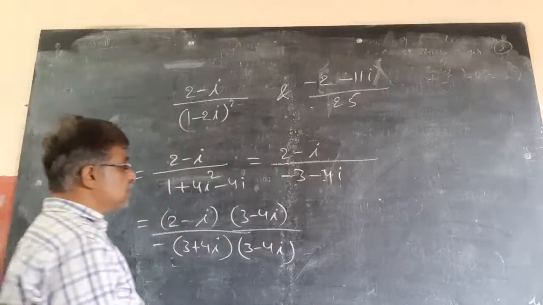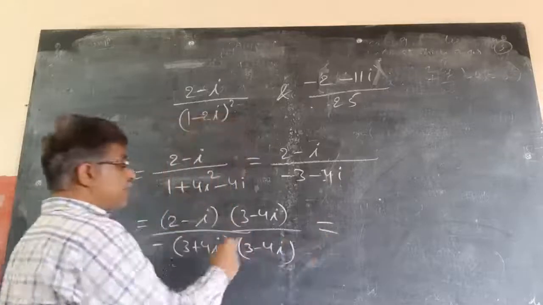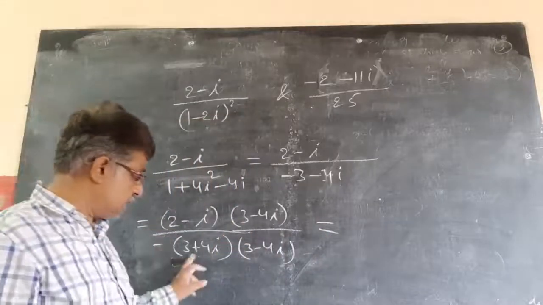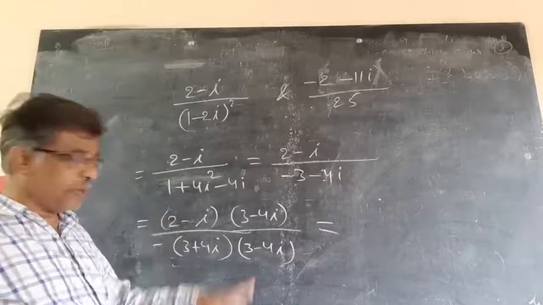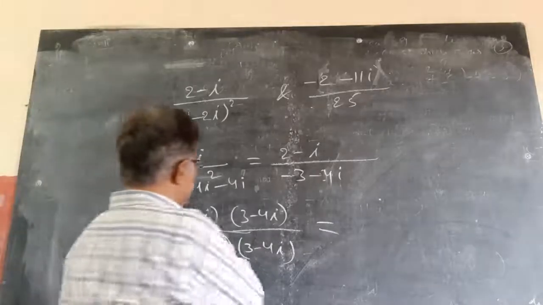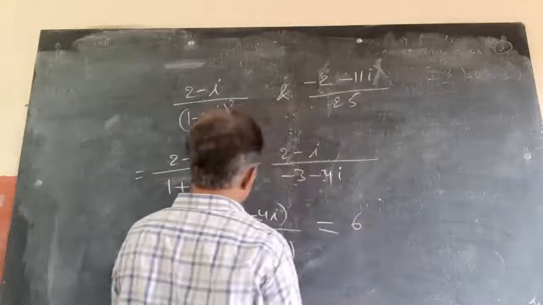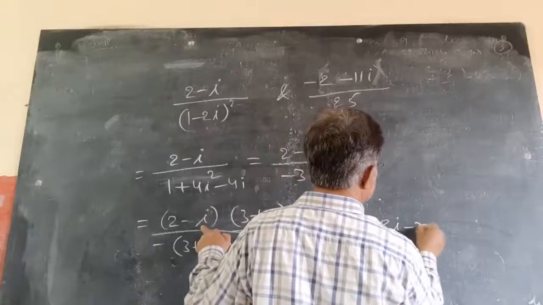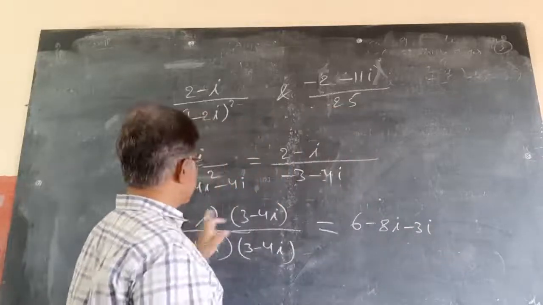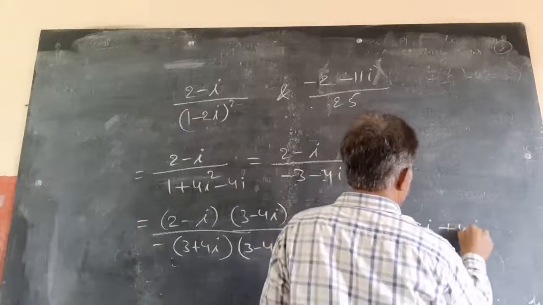Right? So this is equal to a plus b into a minus b, and a square minus b square is the denominator. In the numerator, apply the distributive property. So 2 into 3 is 6, minus 8i, minus 3i. Next, minus into minus gives plus 4i square.